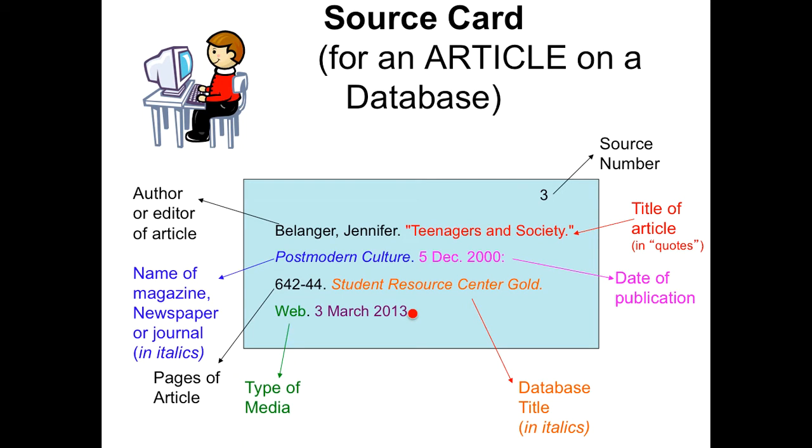Then we put web, because even though this article may have been published originally in print in a magazine, we're viewing it online on an online database. Therefore, we put web. And then last but not least, we put our date of access. And then, like we've done before, we put a period to signify the end of our citation. Just like we did on a website, you do not have to write down the URL because we have all the necessary information from now on.